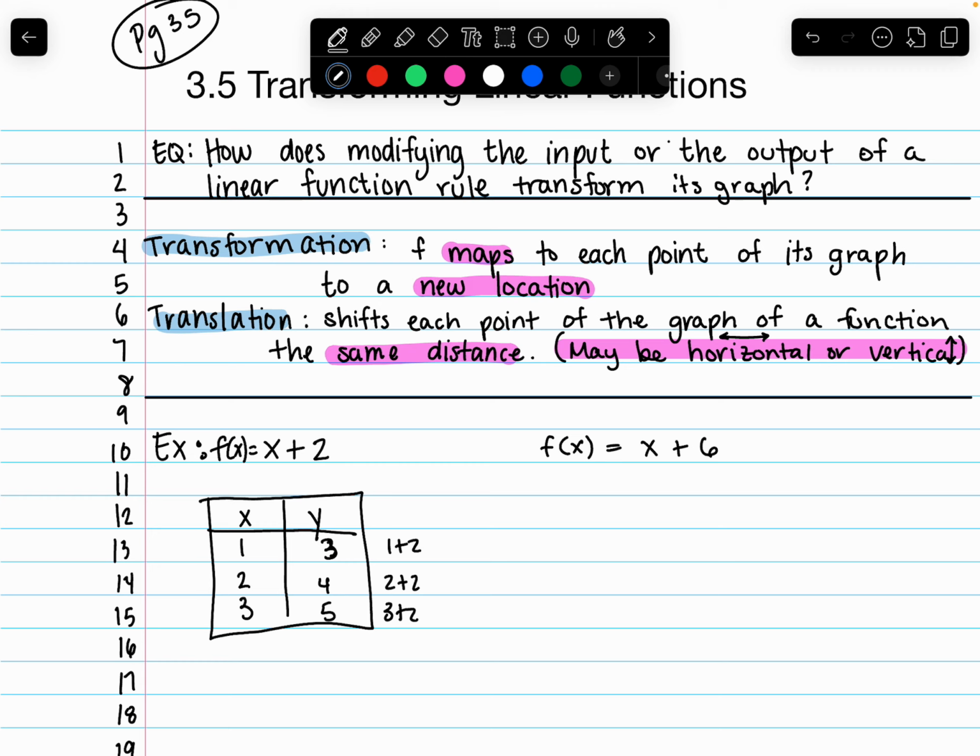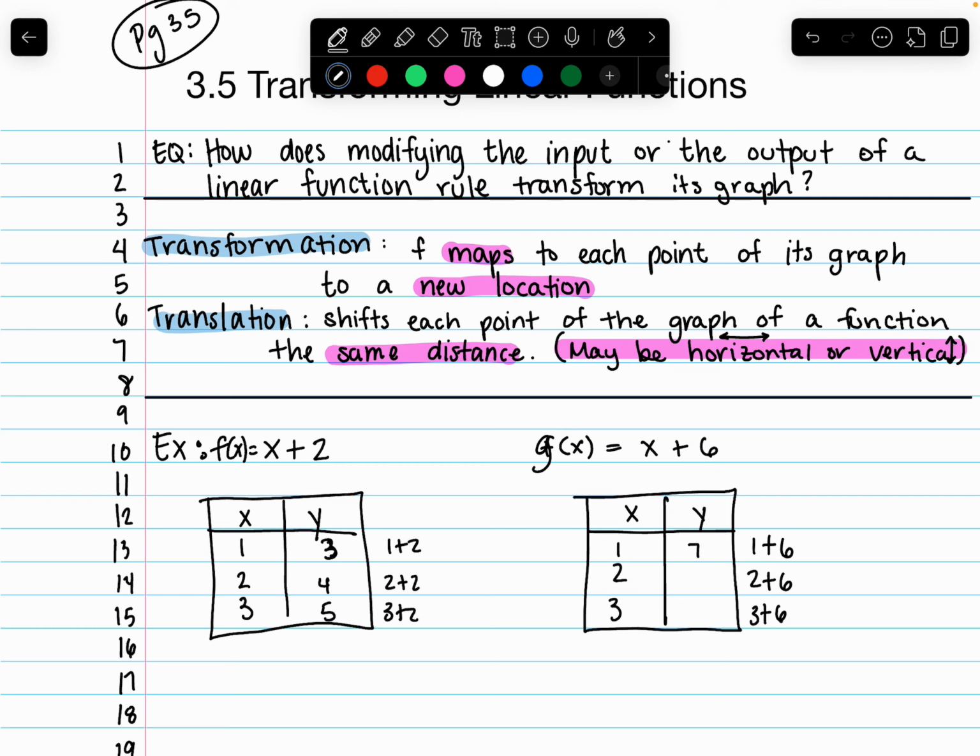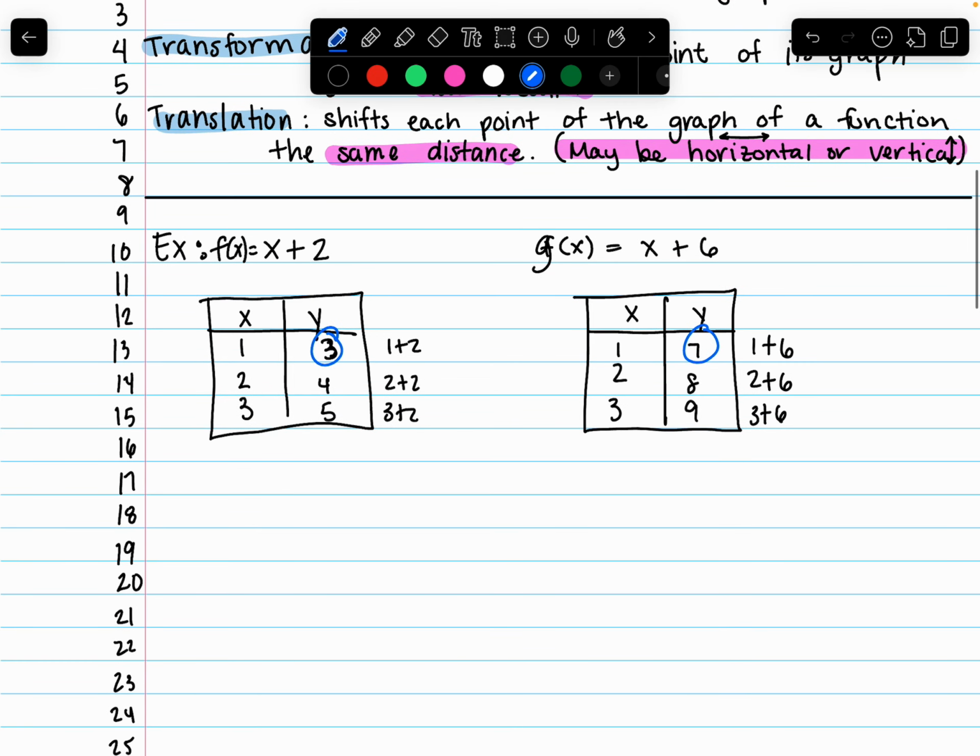What if I transformed it to this new equation, x plus 6? Then my new table will be, this should be g. x, y, don't write this down. This is 1, 2, 3. I'm going to write down 1 plus 6, 2 plus 6, 3 plus 6, and I should get 7, 8, 9. Okay, what do you notice about the y values? What happened, right? What happened?